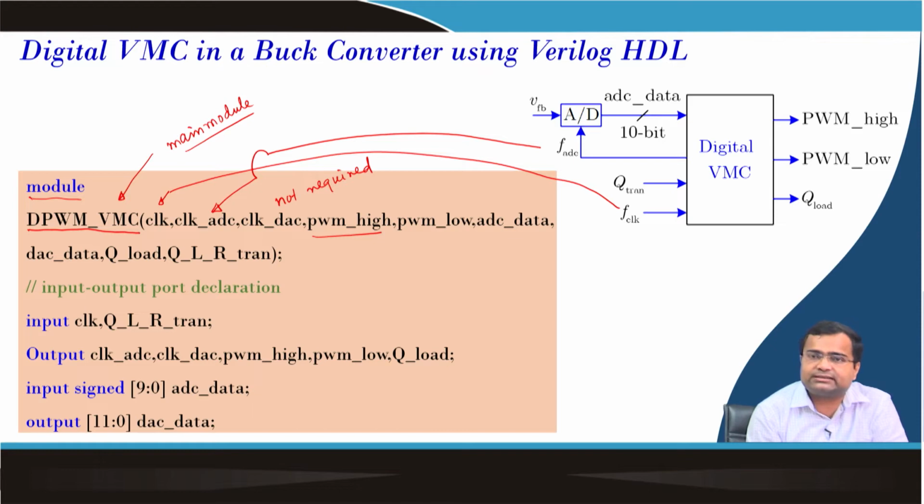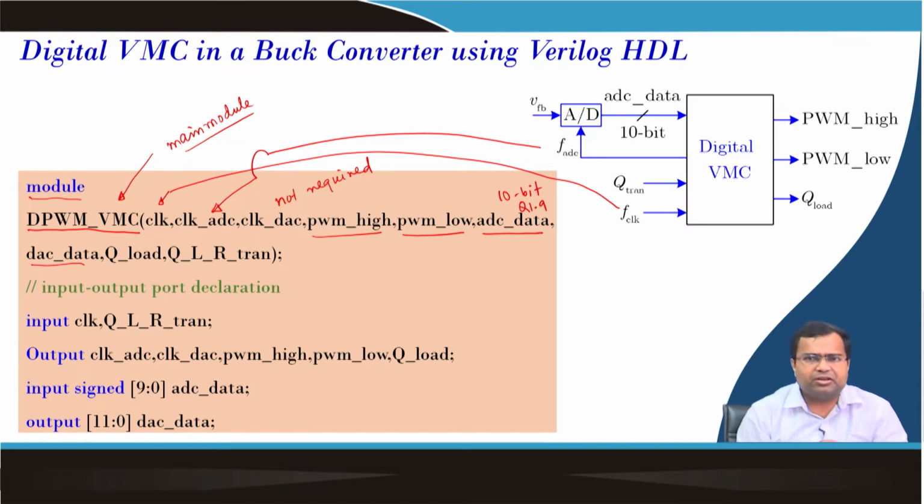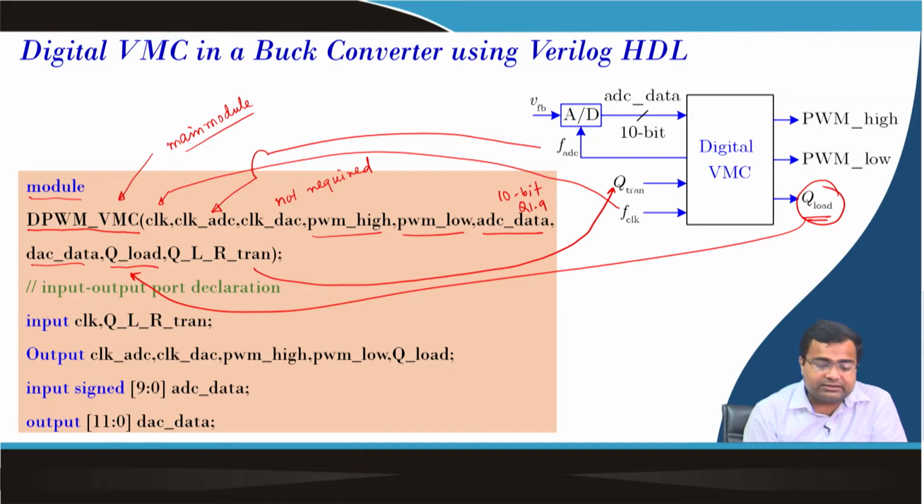PWM high is the high side gate signal going to the driver, PWM low is the low side gate signal going to the driver, ADC data is the data coming from the ADC, and this is 10-bit data in the Q1.9 format we have discussed. DAC data, we are sending 0, we may or may not send it, because we do not need the DAC in this voltage mode control. Q load is going out, this is the Q load which is here, okay, and QLR tran which is actually here. That means it is an input: what kind of transient do you want, a reference transient or a load transient, we will discuss this.